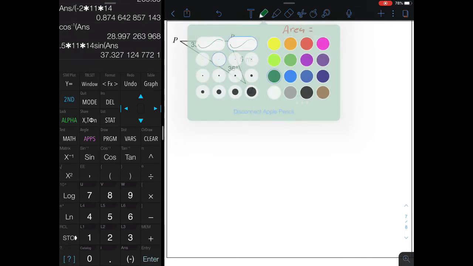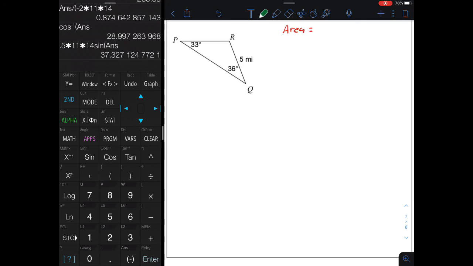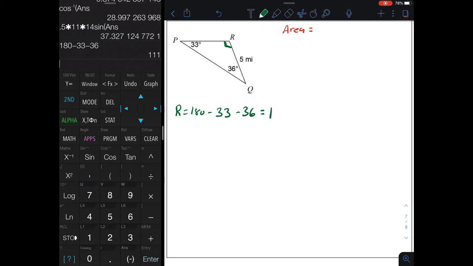Well, we can go ahead and solve for angle R. That might come in handy. So angle R would equal 180 minus 33 minus 36. And so we do that, 180 minus 33 minus 36, get 111 degrees.